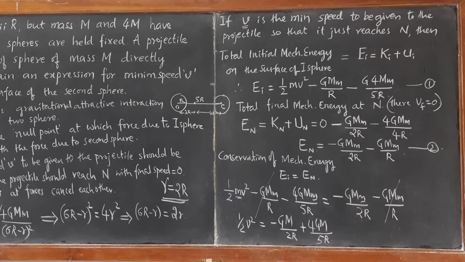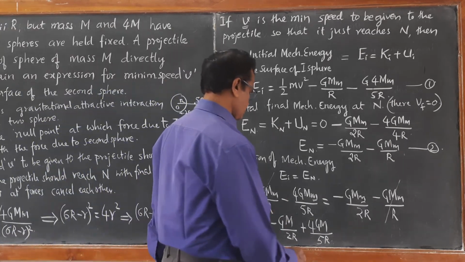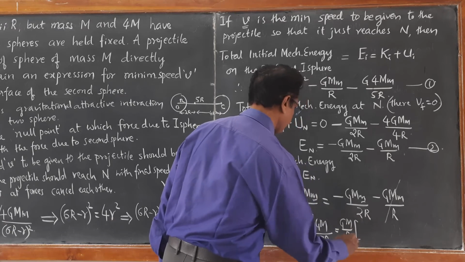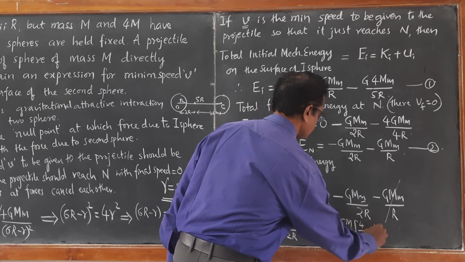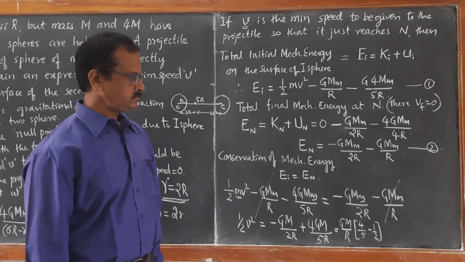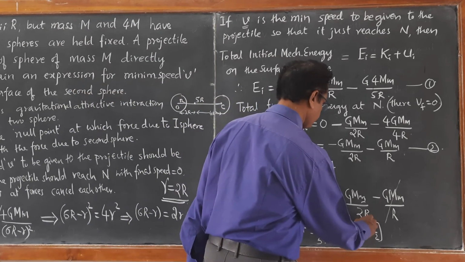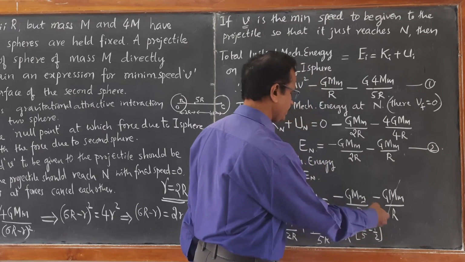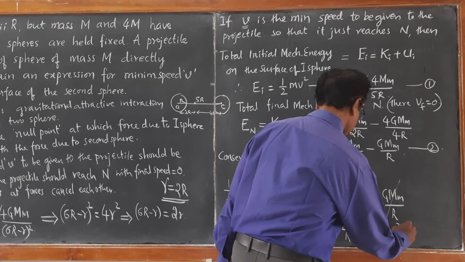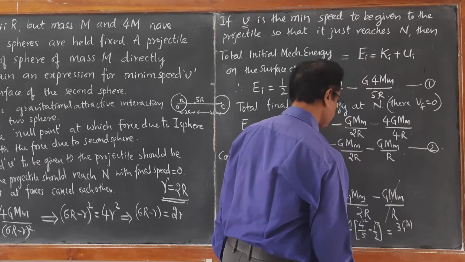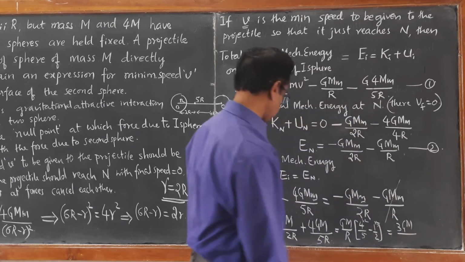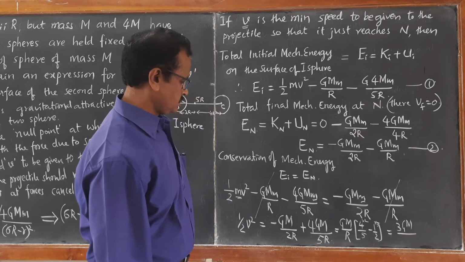Now you can simplify this. GM upon r is common. So you are left with 4 by 5 minus 1 by 2. 10 is the LCM. So 4 5s are 8... 5 2s are 5 ... so it becomes 8 minus 5. 8 minus 5 becomes 3. So it becomes 3 GM upon 10r. Yes, correct.